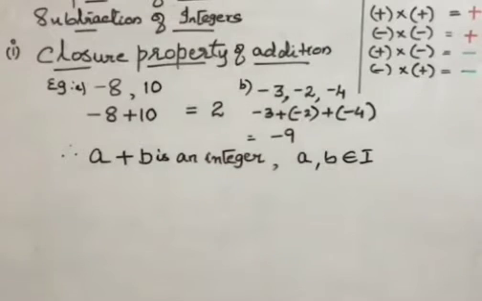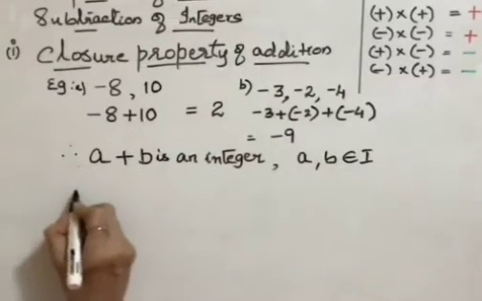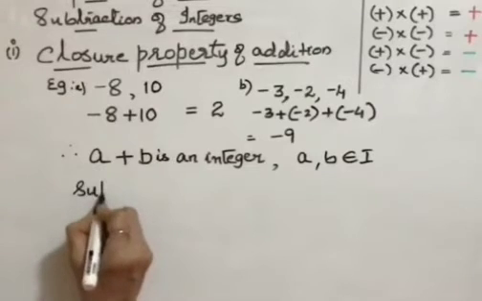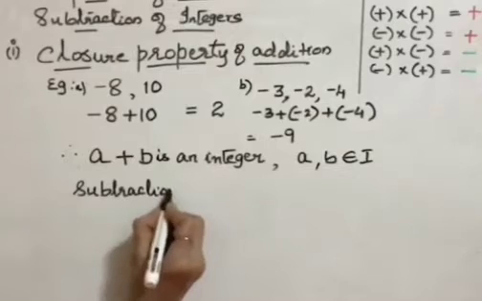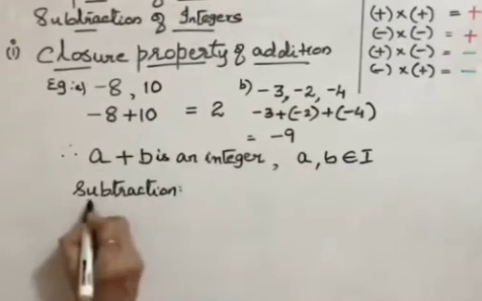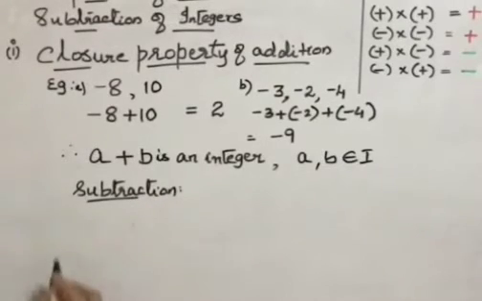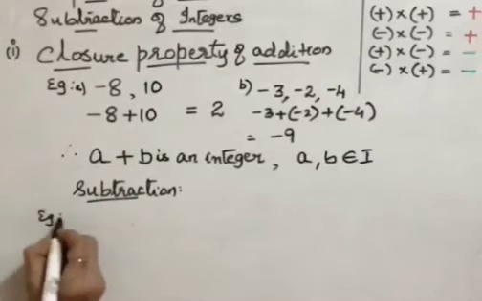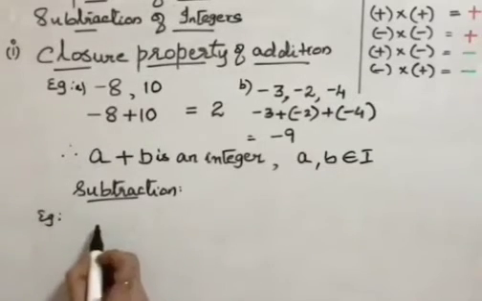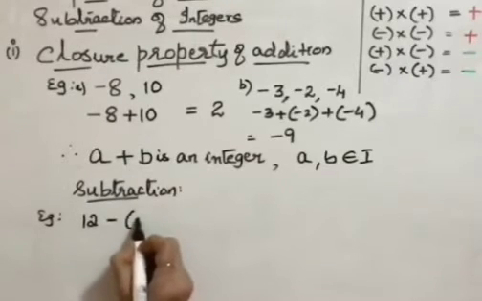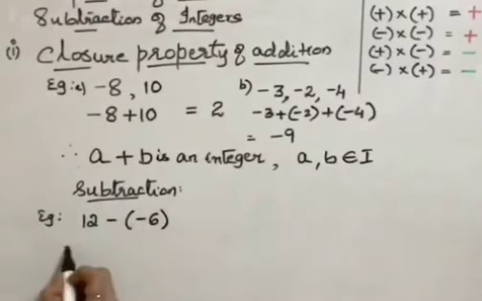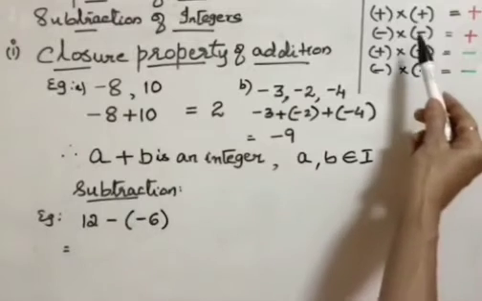Let us see for subtraction. Closure property of subtraction. Let us see if this condition satisfies even subtraction of integers. Let me take an example. Okay. Now, let me subtract 12 minus minus 6. Children, recall the rules are here.